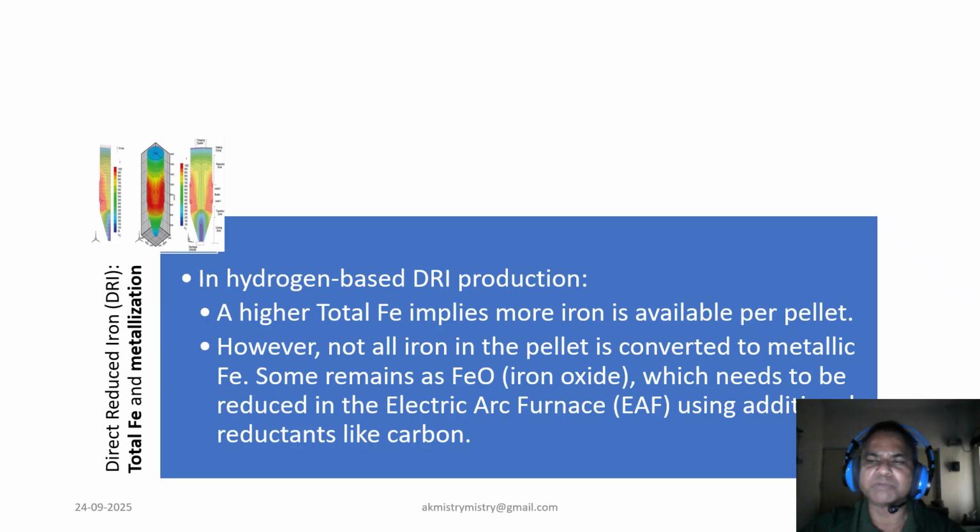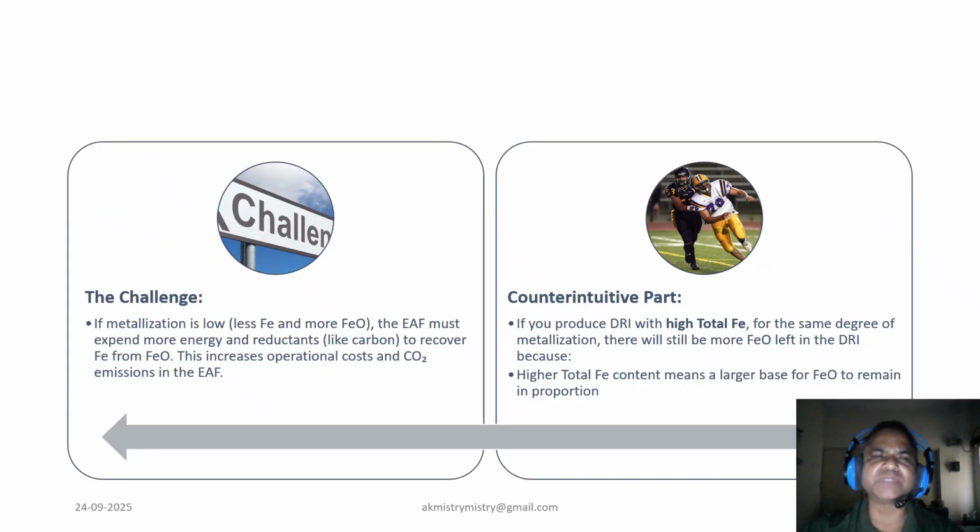So the primary challenge we face with DRI is low metallization. When metallization is low, the DRI contains less metallic Fe and more FeO. And this forces the electric arc furnace to expend more energy and use more reductant like carbon to recover the iron from the FeO. As a direct consequence, this increases operational cost and also raises CO2 emission during the EAF phase of steelmaking.